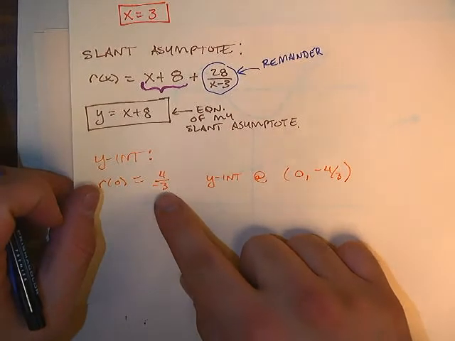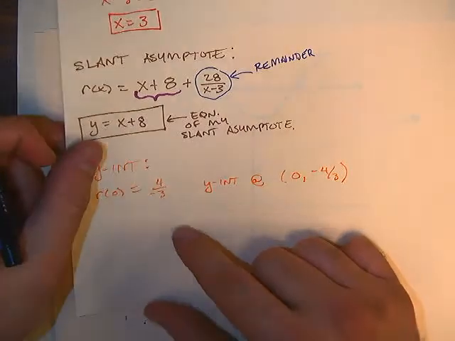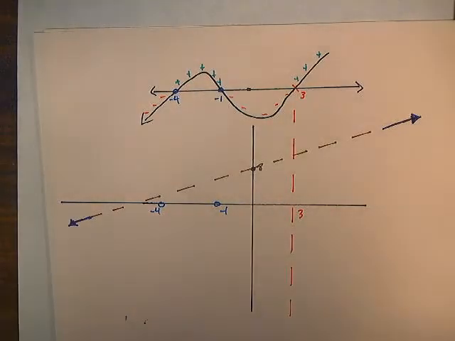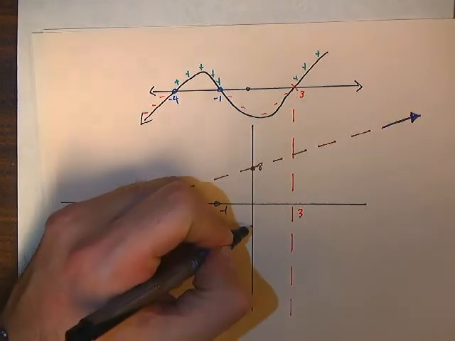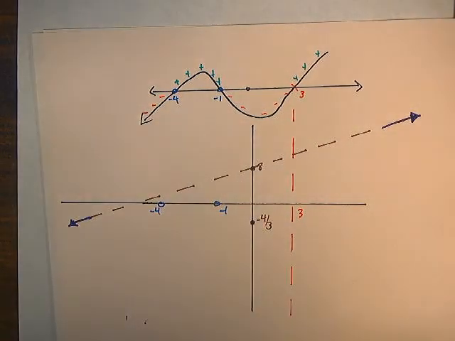So where is my function going to cross this particular y-axis here? And it's going to cross at -4/3, which is going to put us about right here. Let's call that -4/3. That's my y-intercept.